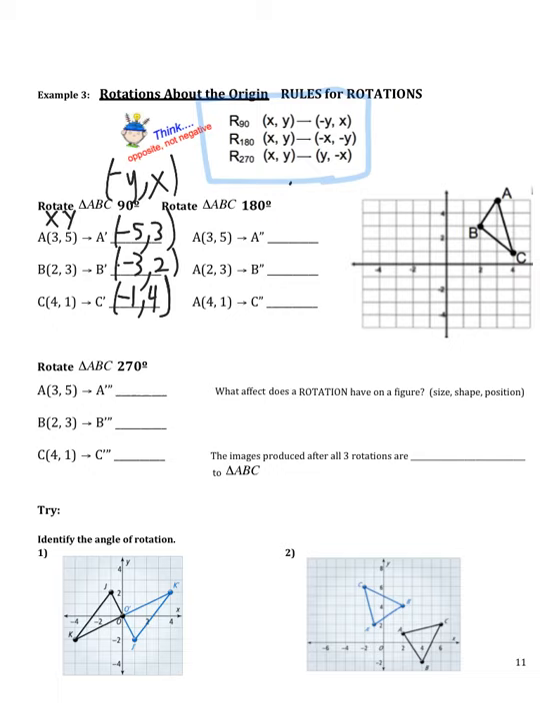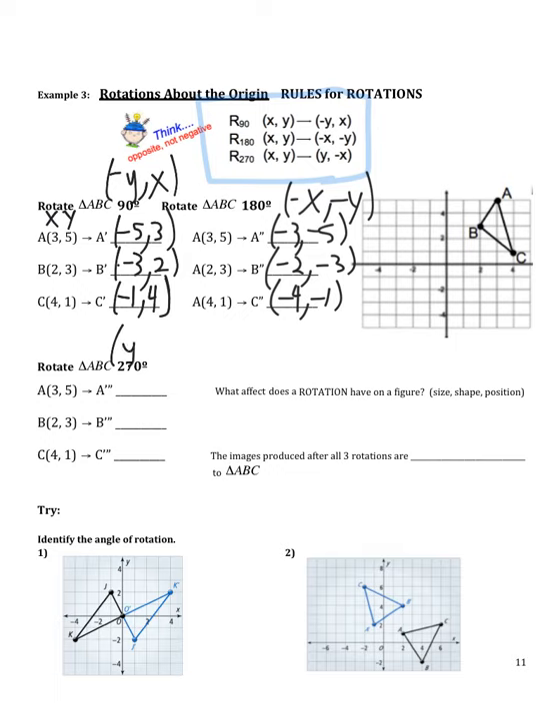For 180, my rule is opposite of x, opposite of y. So you're just negating the signs for all these. So A double prime is -3, -5. B double prime is -2, -3. And C double prime is -4, -1. Of course, you would have to plot those 3 points and connect the dots to form a figure.